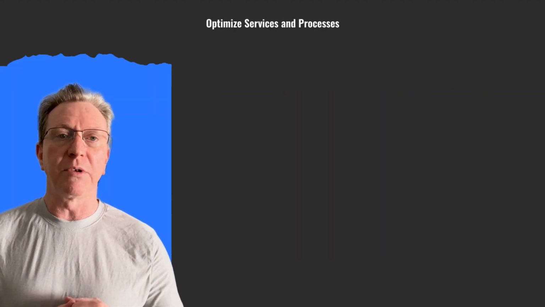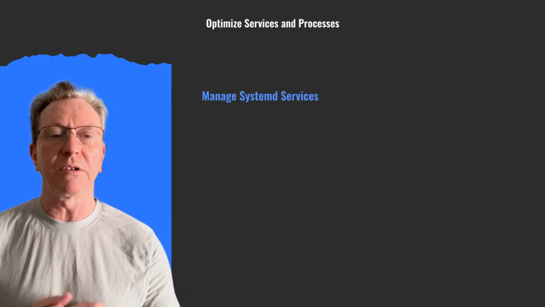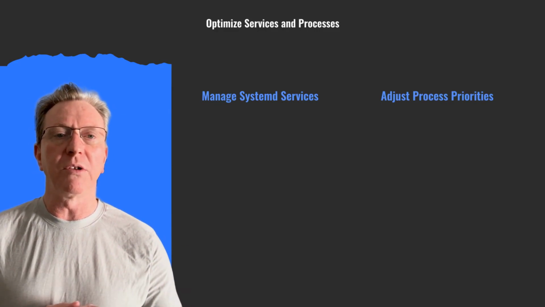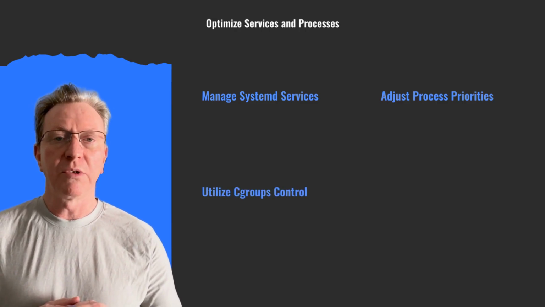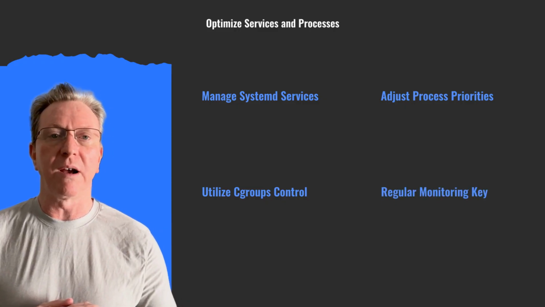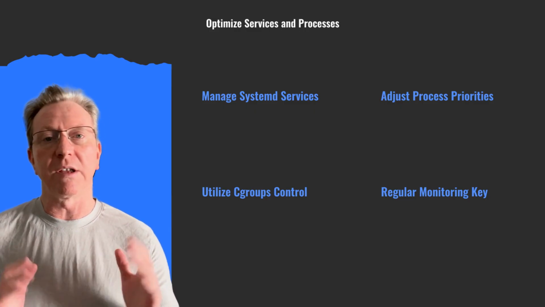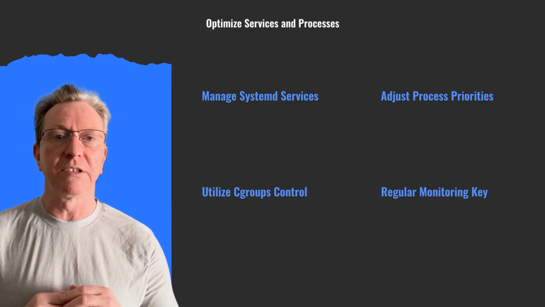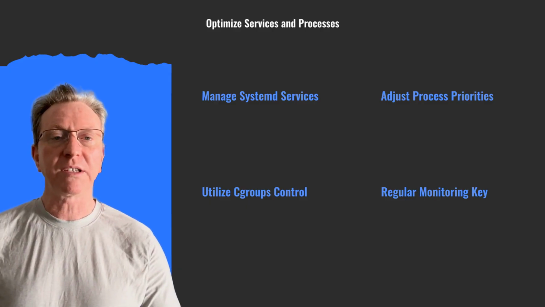Service and process optimization is crucial for Linux performance. Manage system services, adjust process priorities, and utilize cgroups for resource control. Prevent resource hogging with precise resource allocation. Regular monitoring is key to spotting optimization opportunities. Dive into tools like systemctl for service management and cgroups for fine-grained resource control. Keep your system lean and efficient.